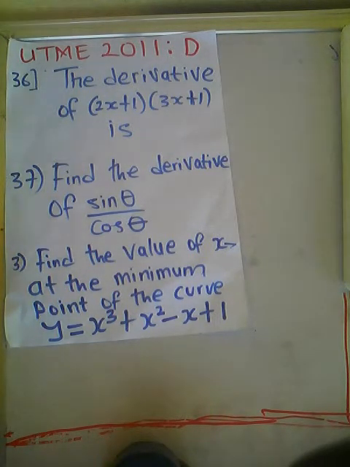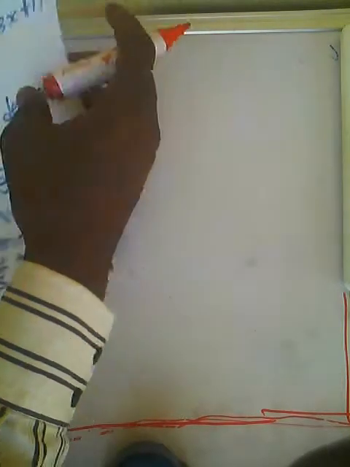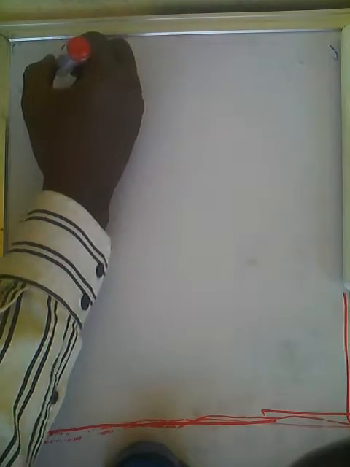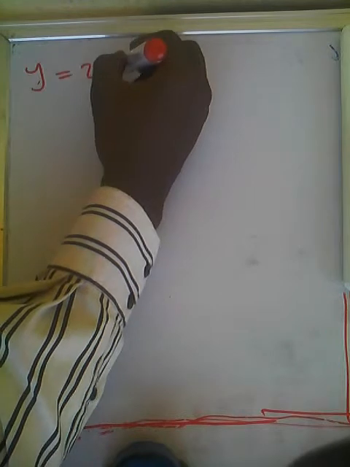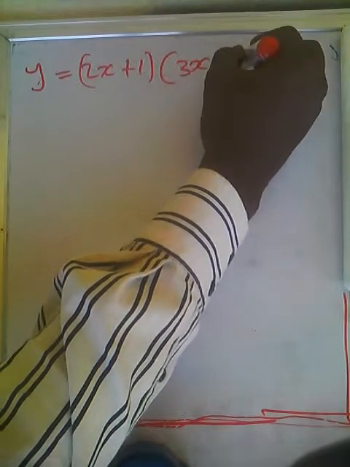The first question is a product function. The second is a trig function, while the third is an application of differentiation, in the area of maxima and minima. Now, the first question is the derivative of (2x + 1)(3x + 1). So that means y is equal to (2x + 1)(3x + 1).